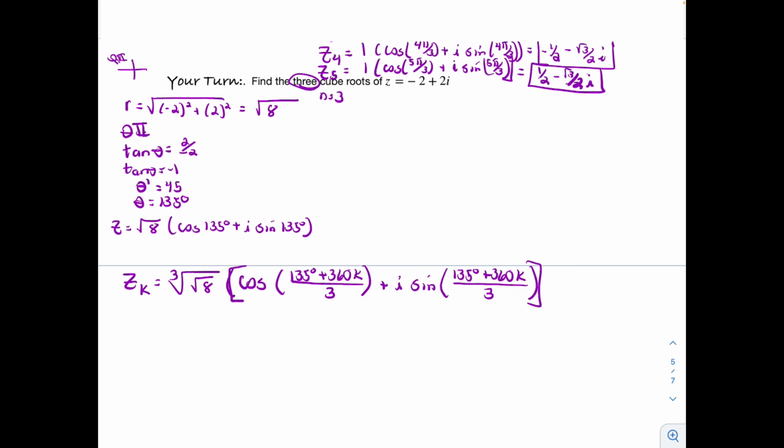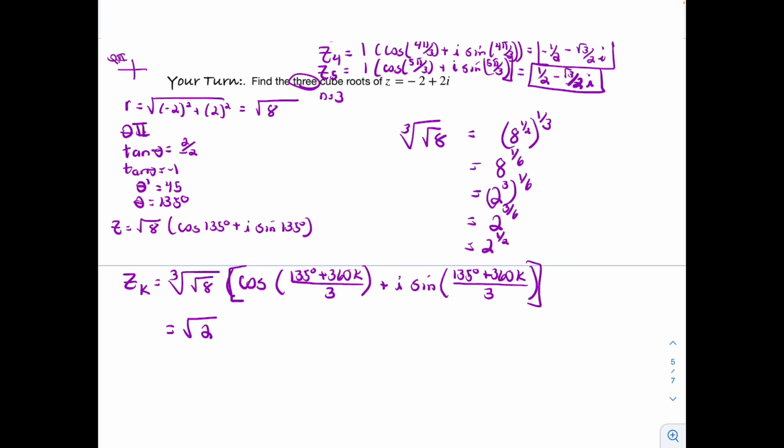All right, so let's figure out what the cube root of the square root of 8 is. I'm going to do this by converting these to fraction powers. Remember that the square root can be written as 1/2 and the cube root would be written as 1/3. When you take a power of a power, you multiply your exponents together to get 1/6. Then I know that 8 is the same as 2 cubed. So I can rewrite this, a power of a power, as 2 to the 1/2. So the cube root of the square root of 8 simplifies down to simply the square root of 2. And so my r is the square root of 2.